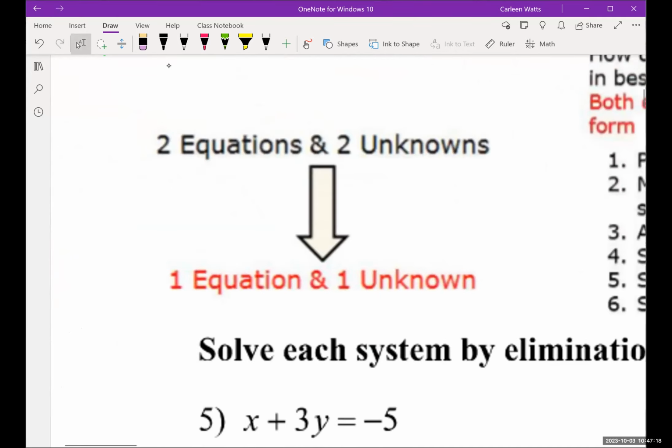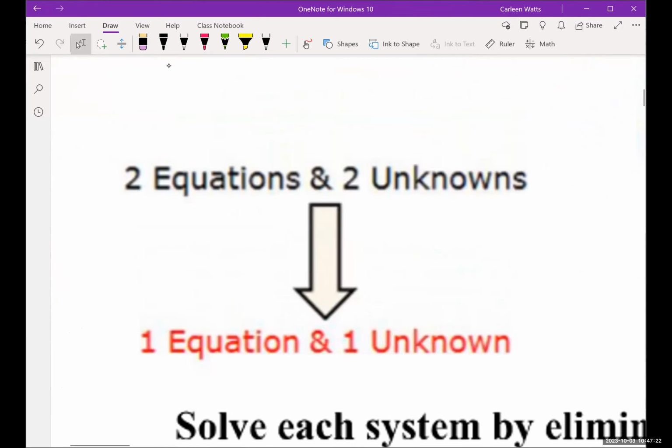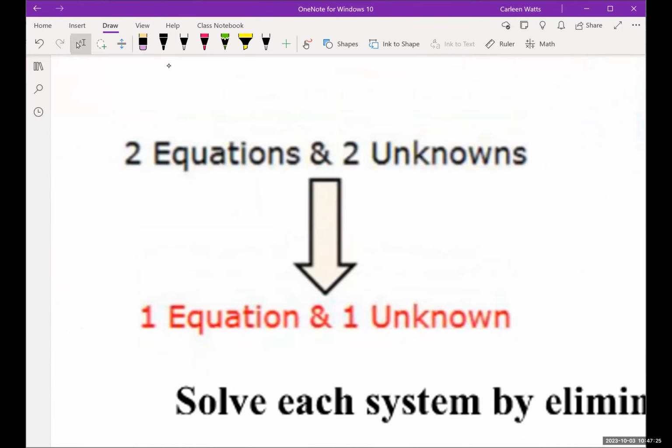Okay. Let's talk about systems of equations. So here's the big picture. We're going from 2 equations and 2 unknowns, and it's like an upside down triangle. It's getting better and better, smaller and smaller. So it goes down to 1 equation, 1 unknown, and then we can solve. Our whole goal is to get down to an equation with only 1 variable.